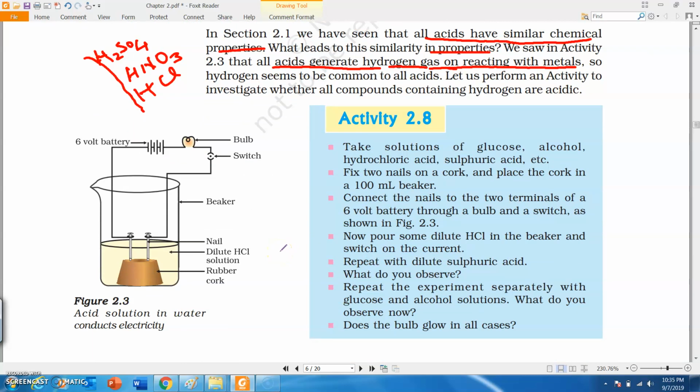Take solution of glucose, alcohol, hydrochloric acid, sulfuric acid. That means hydrochloric acid and sulfuric acid are acids, glucose and alcohol are bases. Fix 2 nails on a cork.